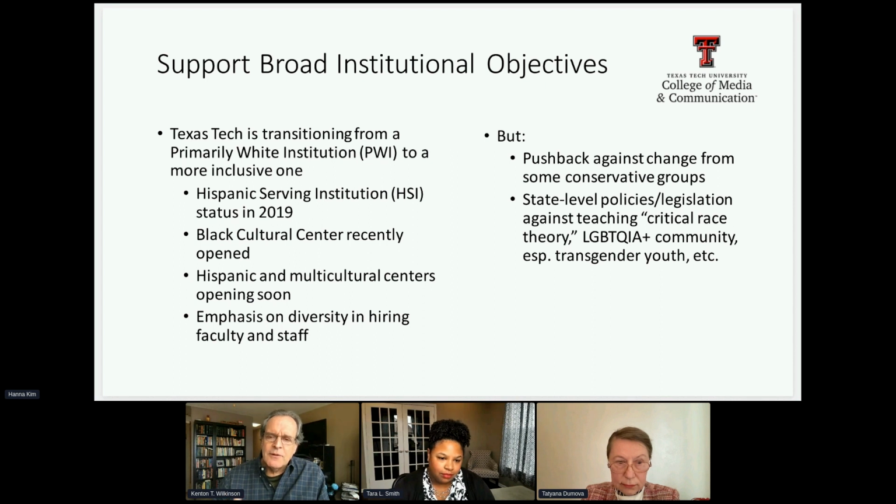But we are operating within a broader context and need to be honest about that. There is some pushback against these kinds of changes from conservative groups, some of them being affiliated with the university and some not, more broadly political. And you're probably aware that in Texas, there are state level policies and legislation against teaching critical race theory. Those are more K through 12 now, but there's some indications they might be focused at the university level soon. And also some recent policies confronting the LGBTQIA plus community and especially transgender youth.